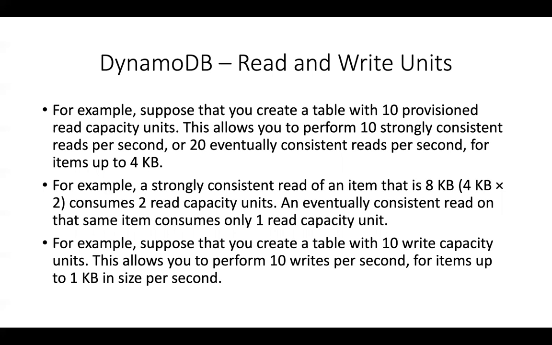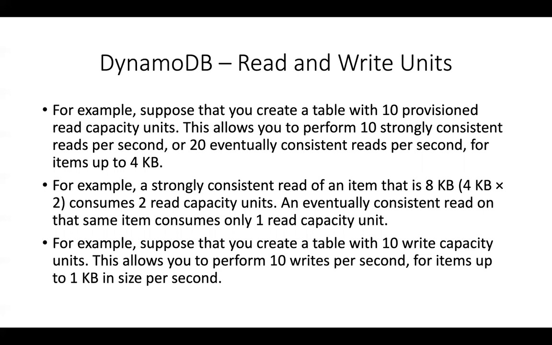One read capacity unit lets you read 4 KB of data, so 4 KB times 2 is 8 KB, which will consume 2 read capacity units if you're doing a strongly consistent read. But if you're going for eventual consistency, divide that by 2. You will only need 1 read capacity unit, because with eventual consistency you are waiting for a little bit of time. So you have to divide that by 2, right?